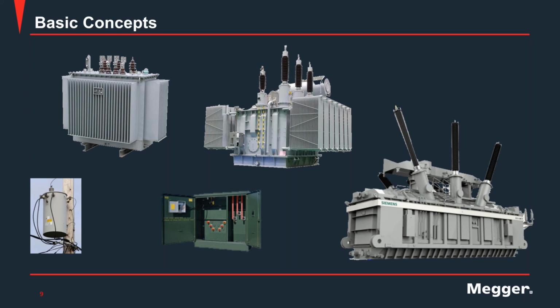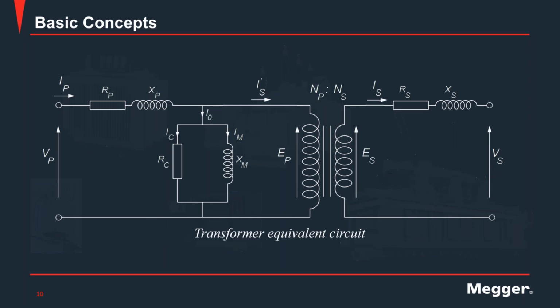In terms of TTR, transformer turns ratio measurements, we perform the test exactly the same way. We can have one instrument, and that one instrument can be used to perform the TTR measurement on all these different types of transformers. The way we perform the test is pretty simple. And what are we testing?